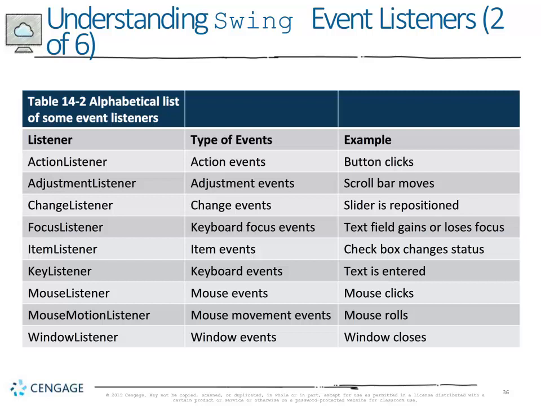We have a FocusListener, which handles keyboard focus events, for example when a text field gains or loses focus. We have an ItemListener, for item events, like when we change the status of a checkbox. We have a KeyListener, which handles keyboard events, like text being entered. MouseListener handles mouse events, like mouse clicks. MouseMotionListener handles mouse movement events, like the mouse rolls. We also have a WindowListener, for window events, like when we close the window.